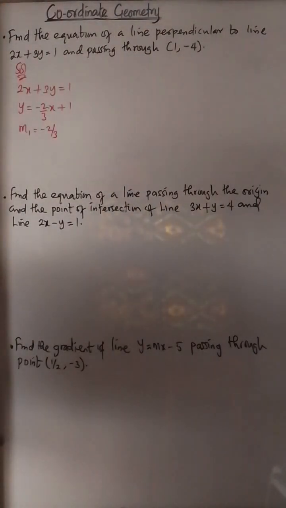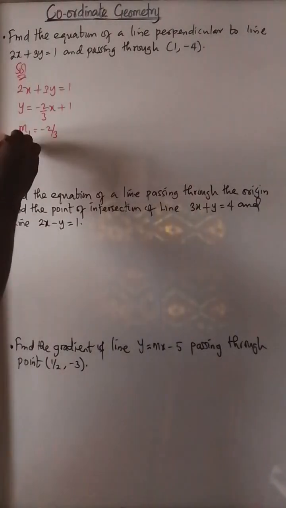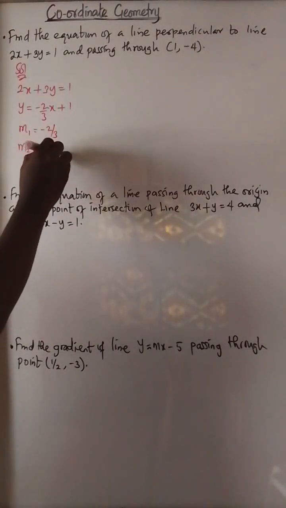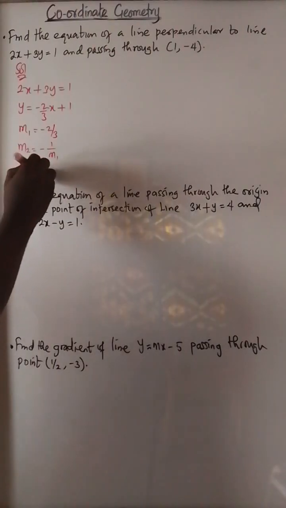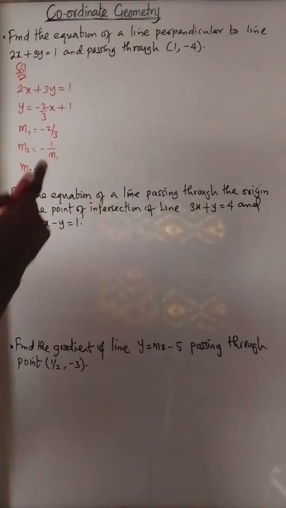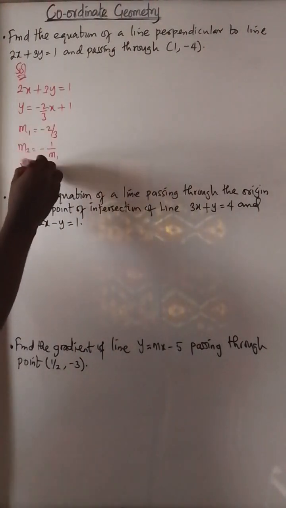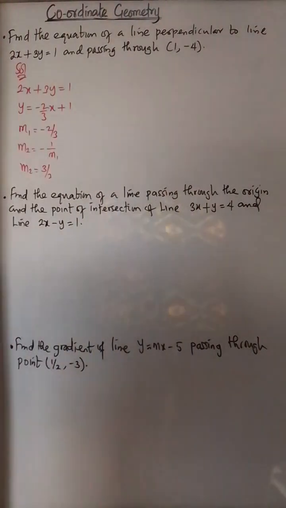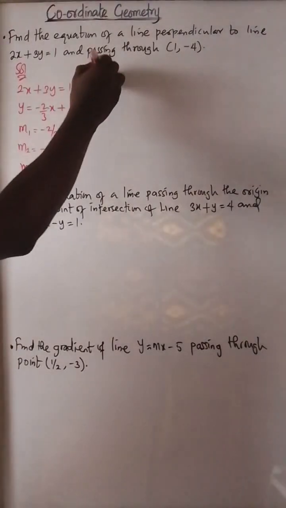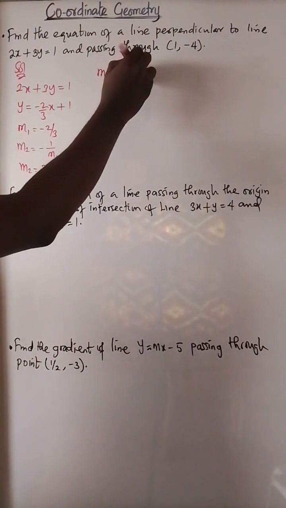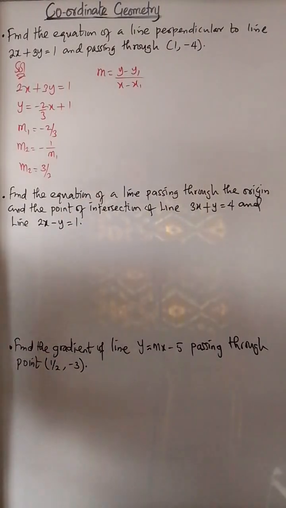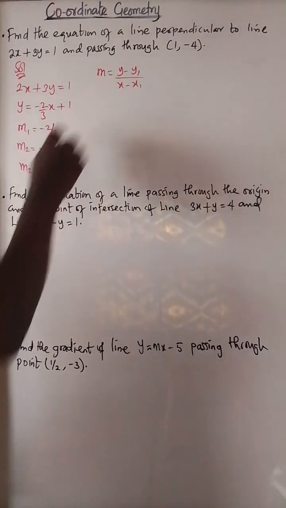Is perpendicular to this line. So when a line is perpendicular to another, the gradient of the other equals the negative reciprocal of the first. So our m2 becomes, if you negate minus 2 over 3, it becomes 2 over 3. Then we do the reciprocal, it becomes what? 3 over 2. So that's our m2. Then we use the general form, m equals y minus y1 over x minus x1. So the line whose equation we want to get, the gradient is 3 over 2.